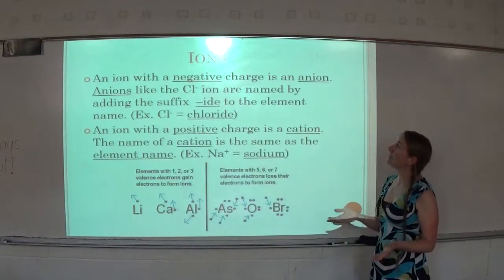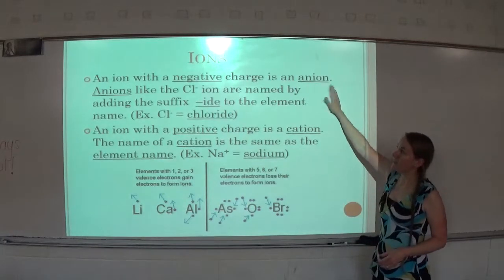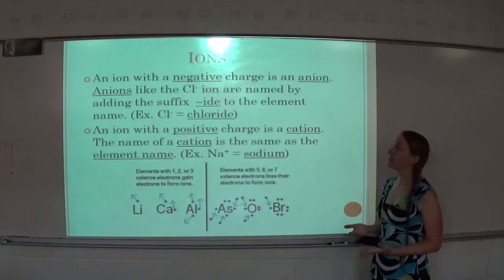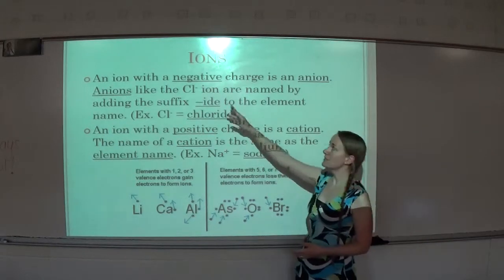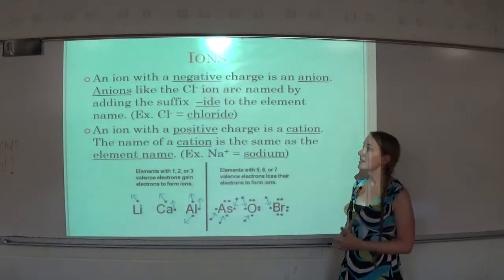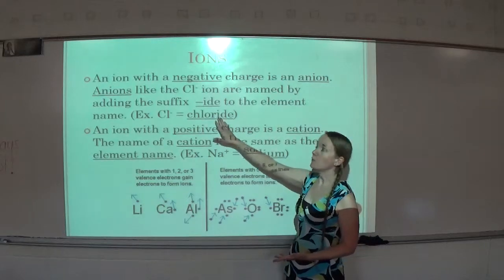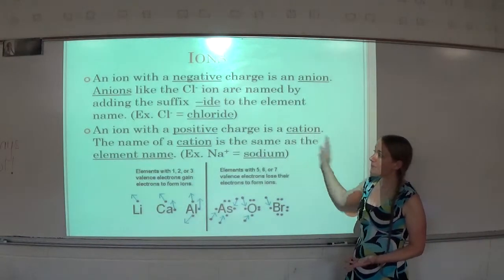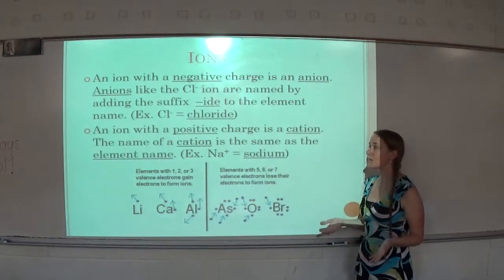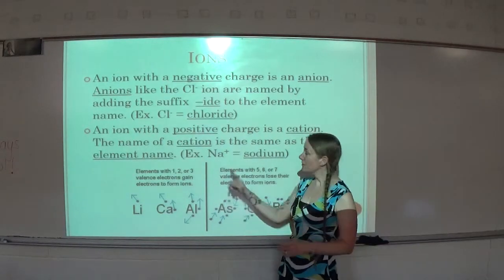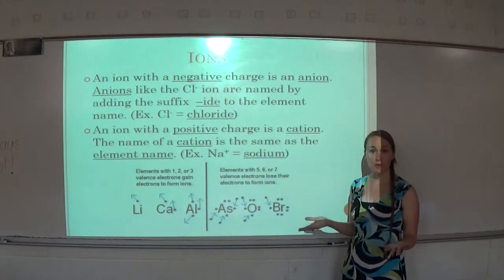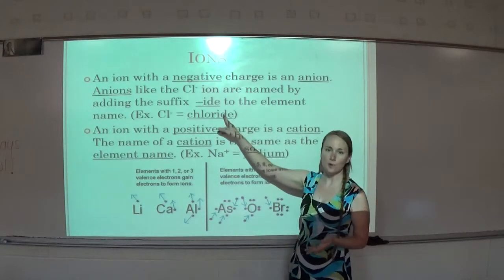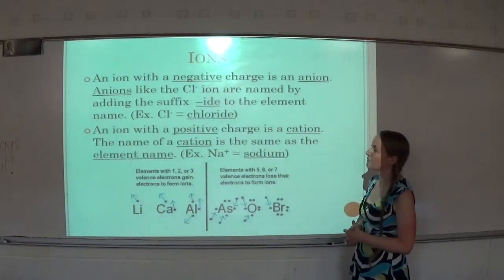An ion with a negative charge is called an anion. Anions, like Cl-, are named by adding the suffix "ide". For example, Cl is chlorine, and Cl with a negative charge is chloride. An ion with a positive charge is called a cation. The name of the cation is the same as the element name. So Na is sodium, and Na with a positive charge is still sodium. That's why when sodium and chlorine bond, we call it sodium chloride. That's where the name comes from.